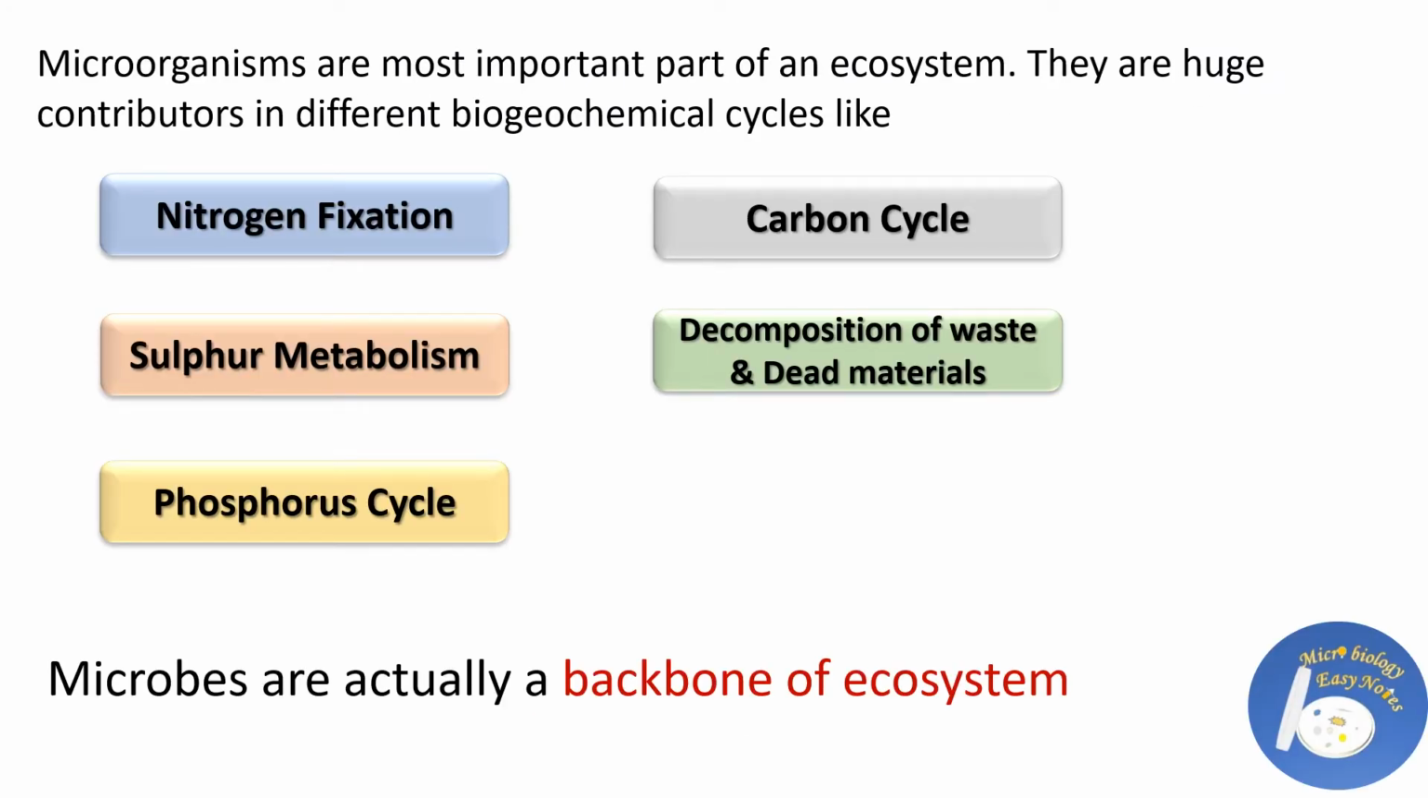Microorganisms are the most important part of an ecosystem. They are huge contributors in different biogeochemical cycles. Now what is a biogeochemical cycle? When an element like nitrogen or a compound such as water moves between its various living and non-living forms and locations in the biosphere, it is called a biogeochemical cycle.